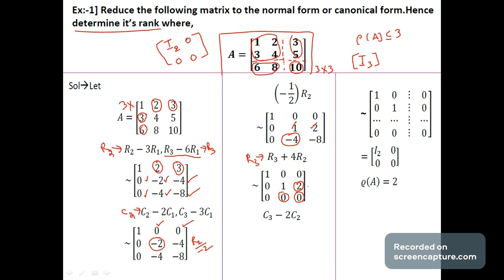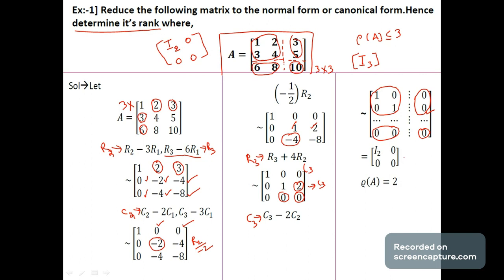So see, this is located in C3. So C3 tends to C3 minus 2C2, so that makes that element 0. So now this is I2. This is the 0 matrix of 1 by 2. This is a 0 matrix of 1 by 2. This is a 0 matrix of 1 by 1. This is the 0 matrix of 2 by 1. This is 2 by 2.